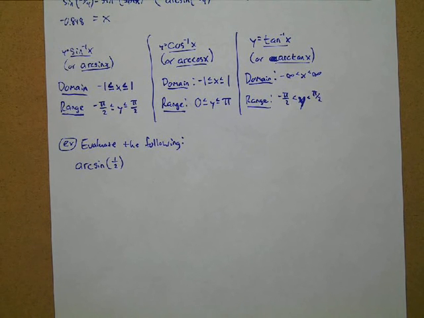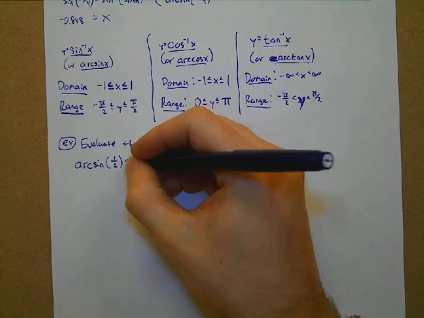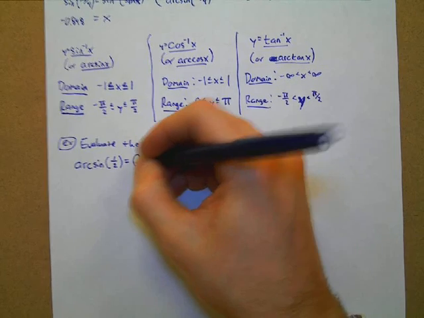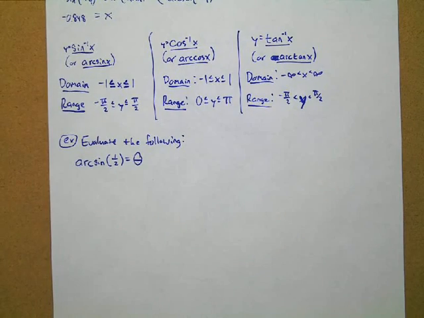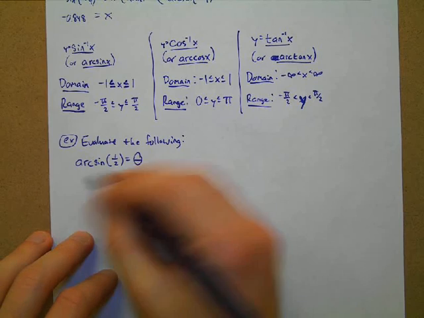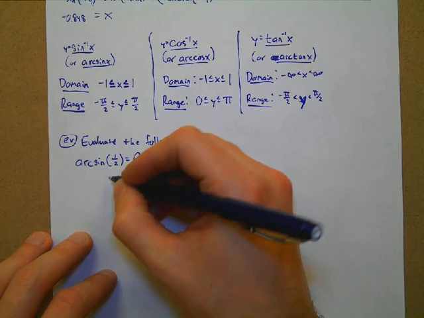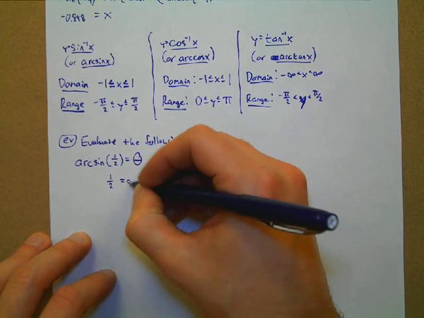You can just look at it and say, arcsine of 1/2, sine of what is going to give us that 1/2. But I'm going to say it equals some angle, theta. Since arcsine of 1/2 is equal to theta, that means 1/2 is equal to the sine of theta. Just like arcsine cancels out sine, sine cancels out arcsine. They're inverses of one another.